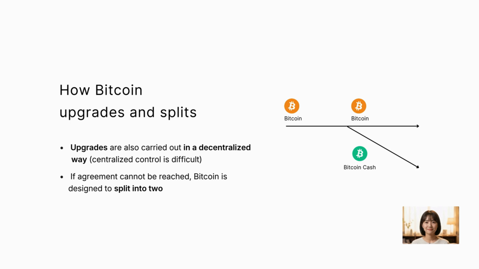A well-known example is the split that created Bitcoin Cash. At the time, the number of Bitcoin users was gradually increasing, and as transactions grew, fees sometimes rose significantly. This led to disagreements over the future direction of the network. Some argued that the block size limit should be increased to include more transactions in each block. Others believed that keeping blocks small was essential for decentralization and should be preserved.